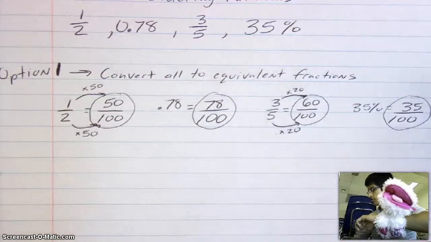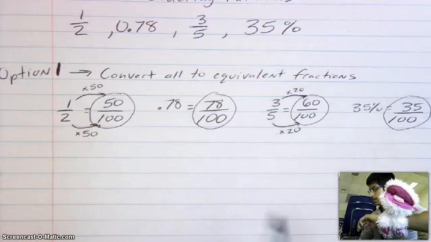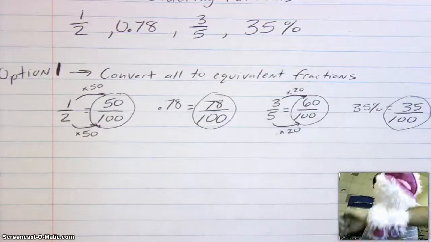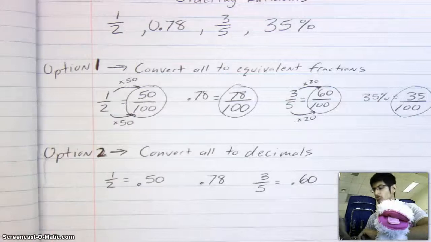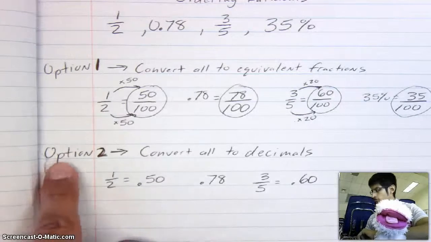So I have 50 over 100, 78 over 100, 60 over 100, and 35 over 100. So the smallest would be 35. Next would be 50, and then 60 and 78. That is correct. All right, so my next option is going to be option 2, and that is convert all the numbers to decimals.